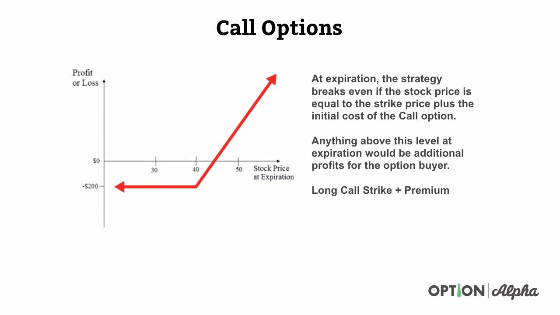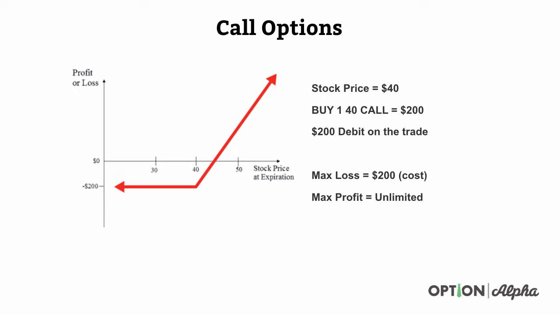Anything above this level at expiration would be an additional profit for the option buyer. So again, the break-even price on long call options is the strike price plus the premium that you paid to get into the contract. So let's look at an example here. The strike price in this case, like we talked about, is $40 a share. If you bought one 40 strike call option for $200, the $200 is the debit that you pay to get into it. It's your consideration or your premium. That means your max loss is your $200, or basically your cost.